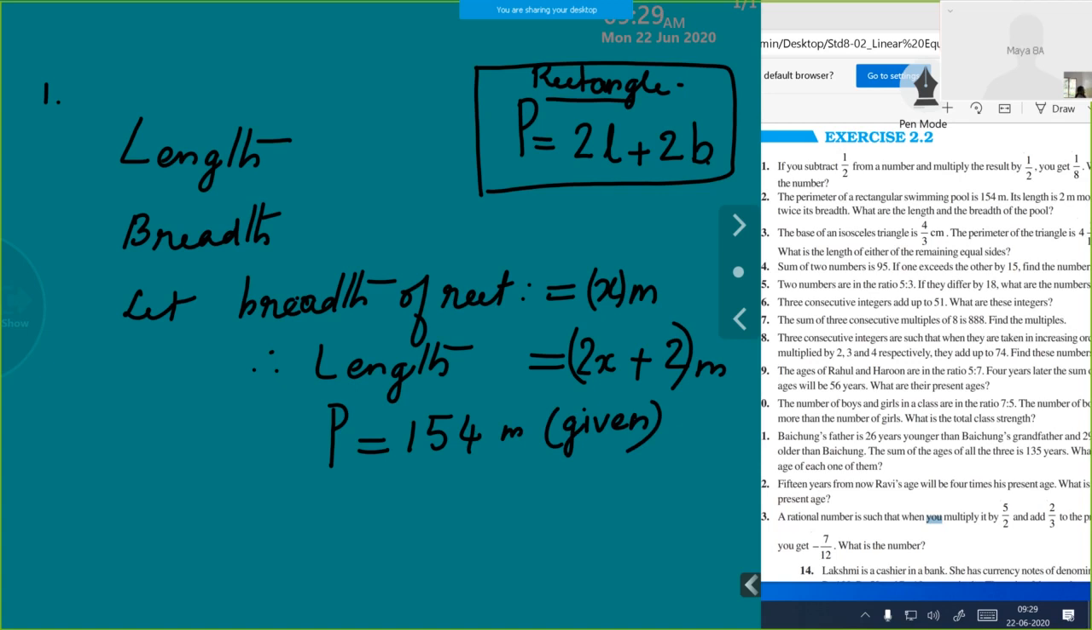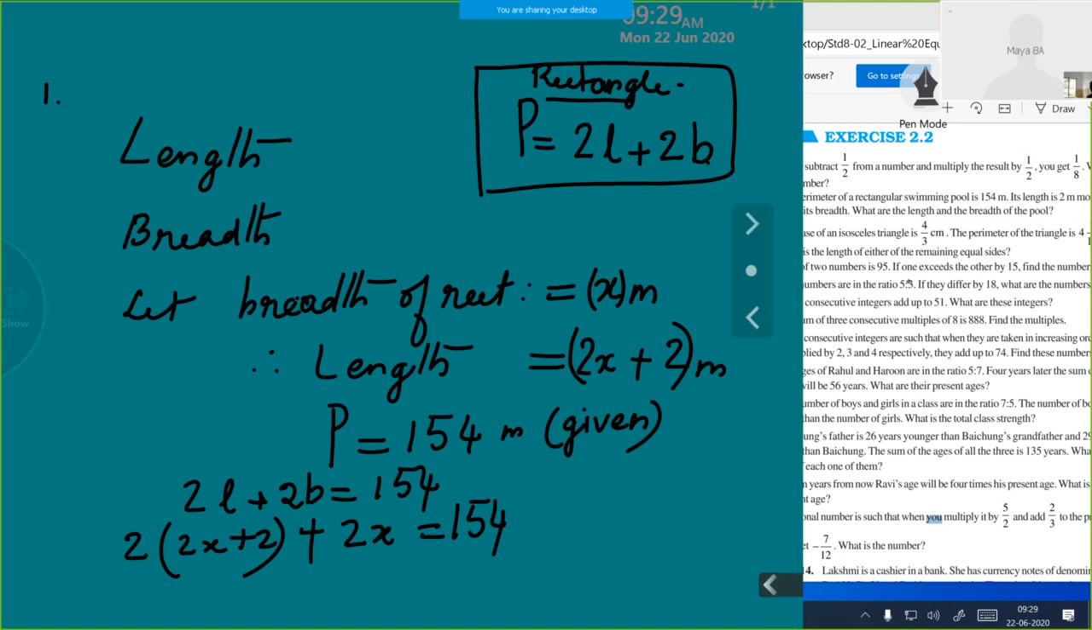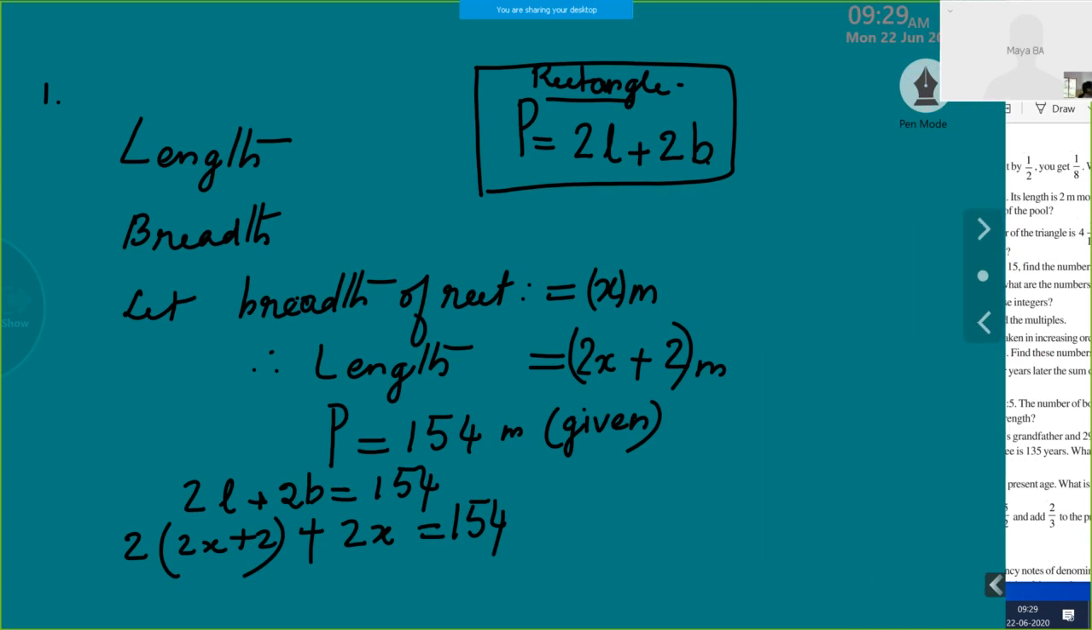So what will be the perimeter expression? 2 length plus 2 breadth is 154. Now what is length? 2 times 2x plus 2, plus 2 breadth is equal to 154. I hope you get it. 2 length plus 2 breadth is our formula for the perimeter. Now we need to frame the equation. So I substituted L as 2x plus 2, breadth as x itself.